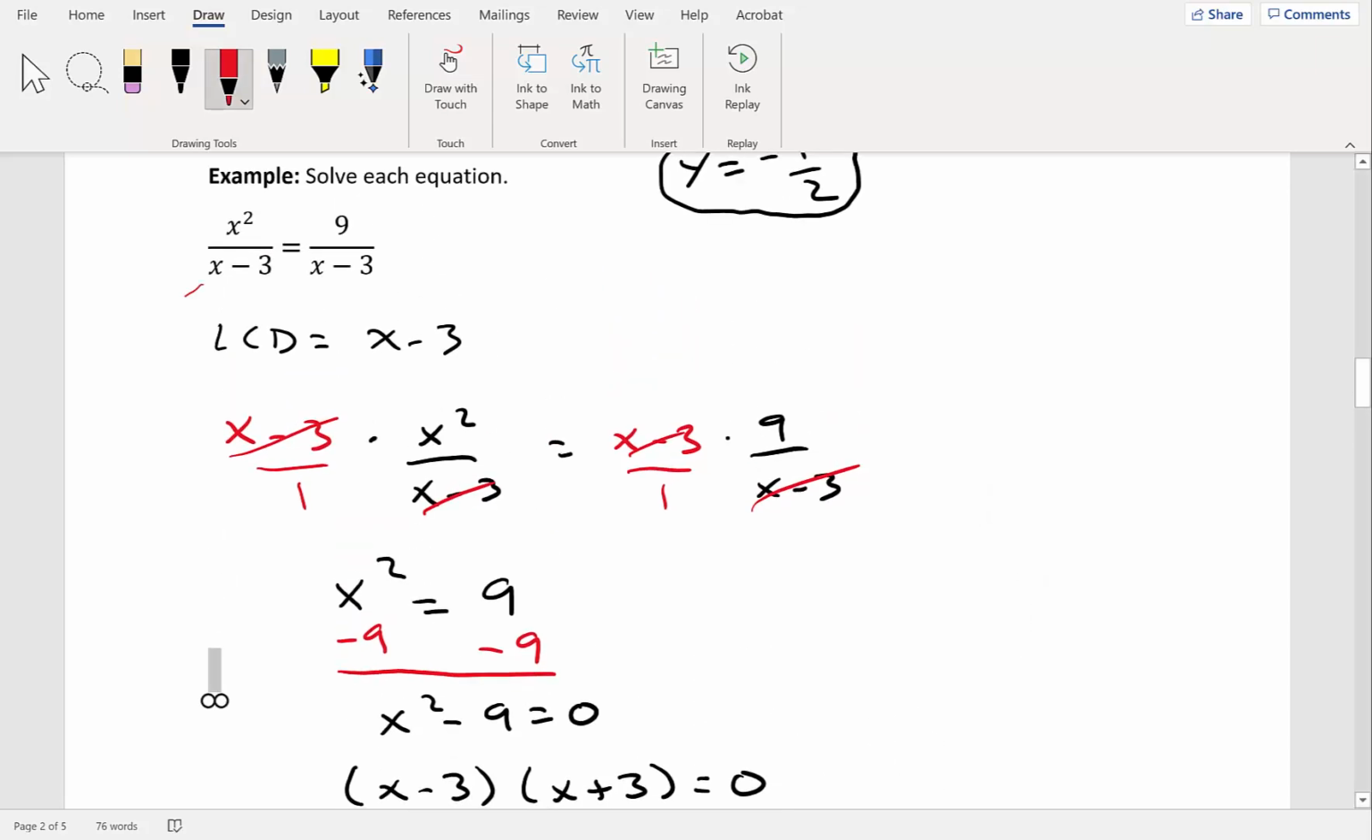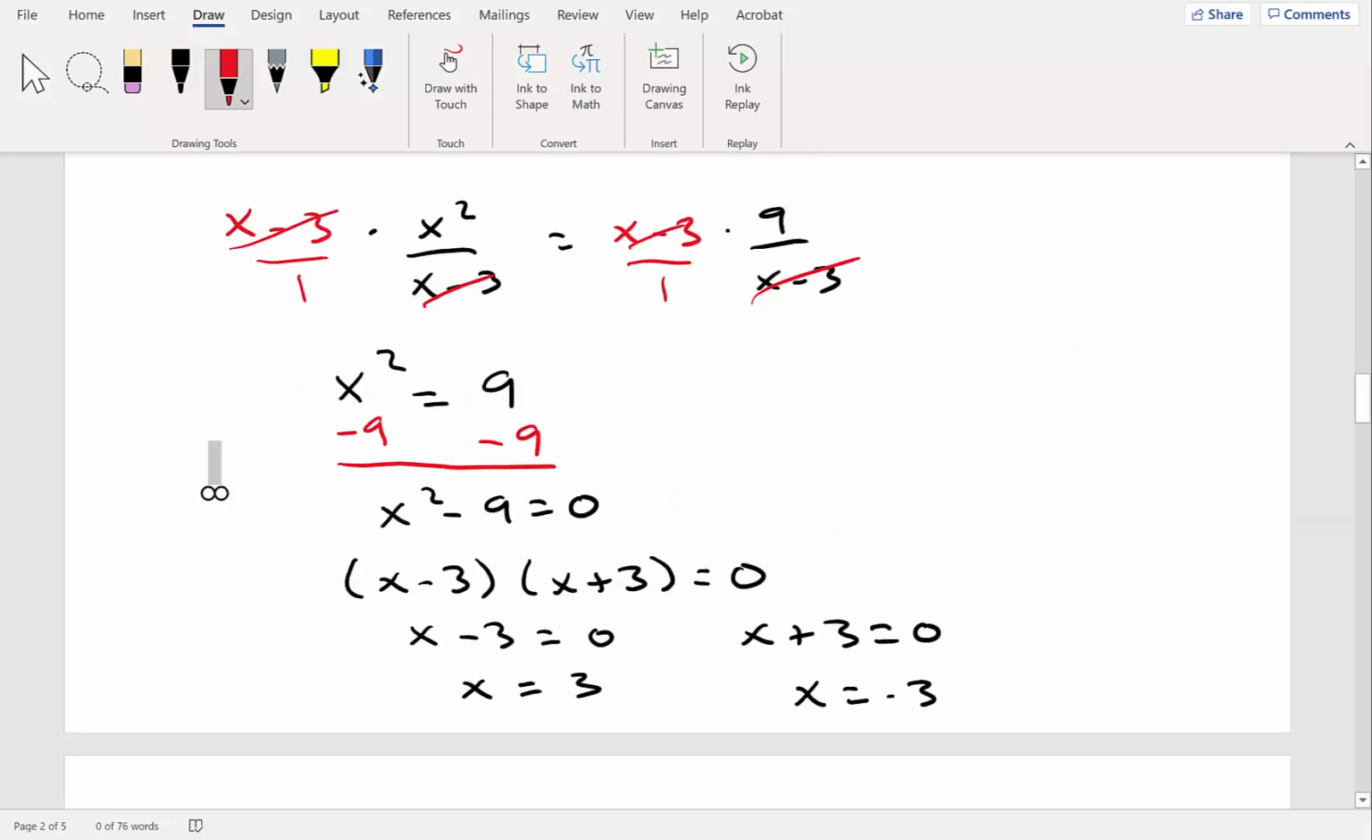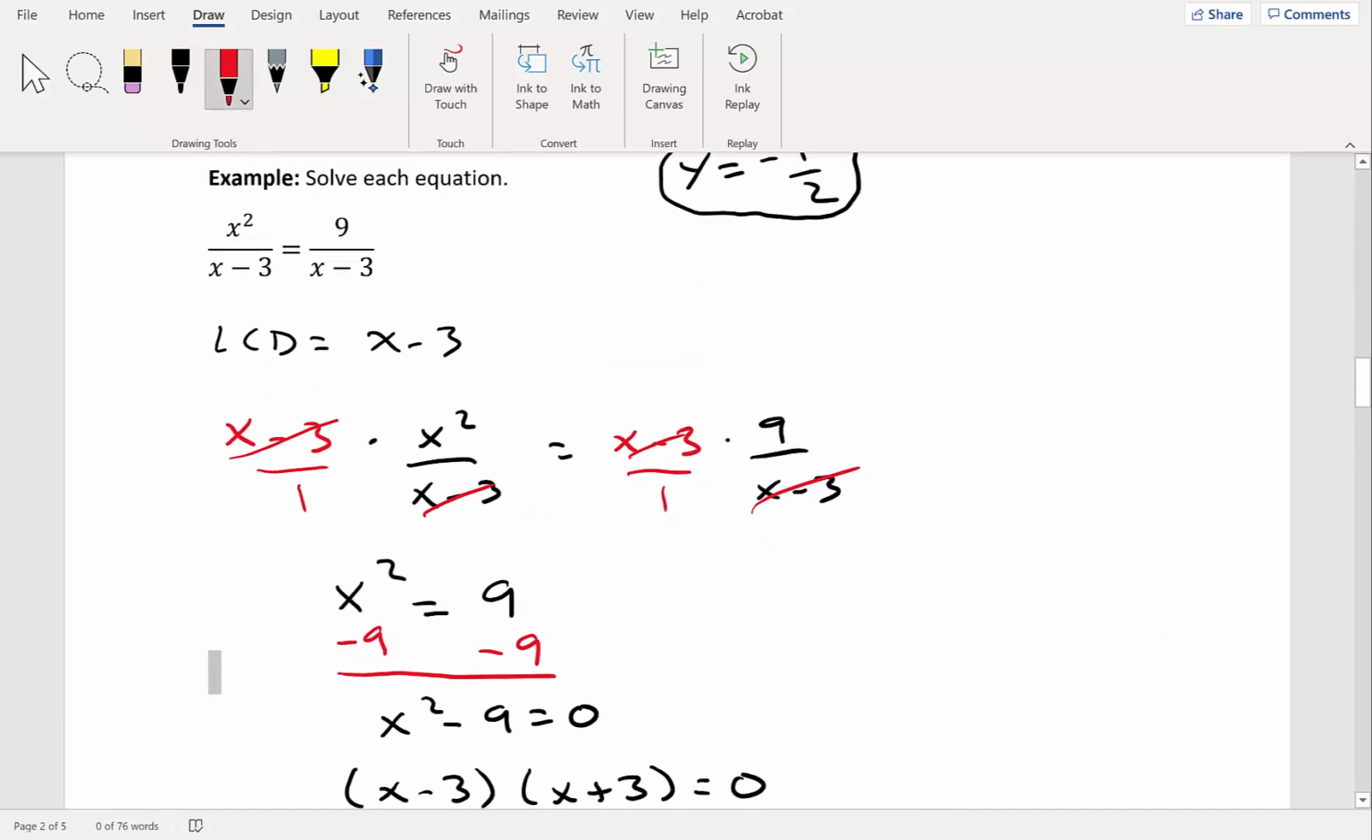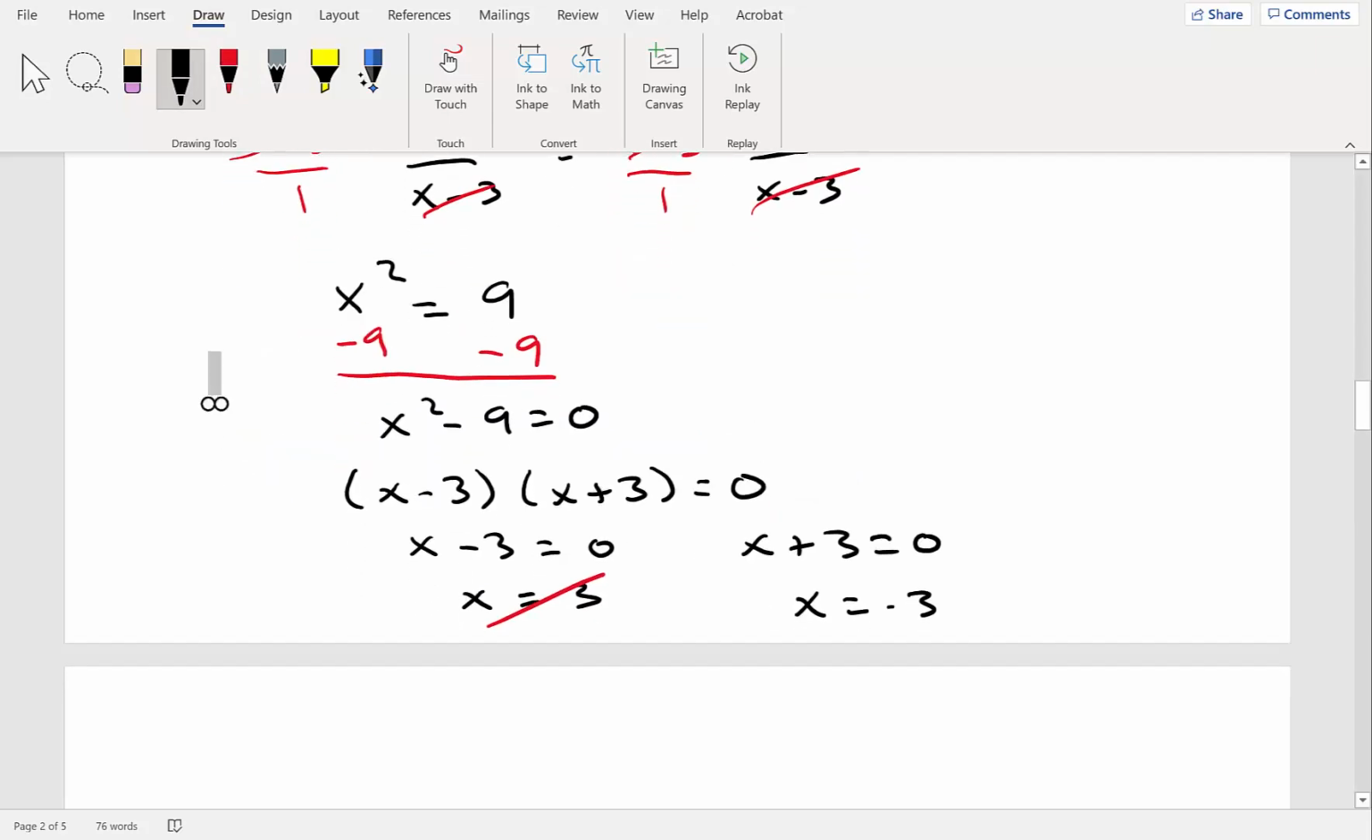If I plugged in 3 for my x here, I get 3 minus 3, which gives me 0, so we have a 0 in the denominator, which is undefined. So this x equals 3, I have to get rid of this one. Next one, negative 3. Well, negative 3 minus 3, that just gives me negative 6. So that one's okay. That doesn't make it undefined. So our only solution in this case is x equals negative 3.